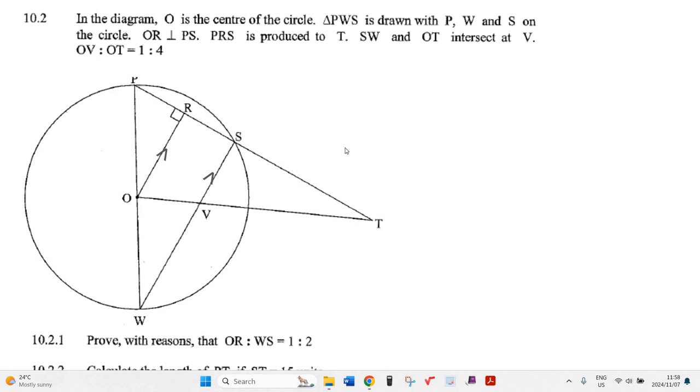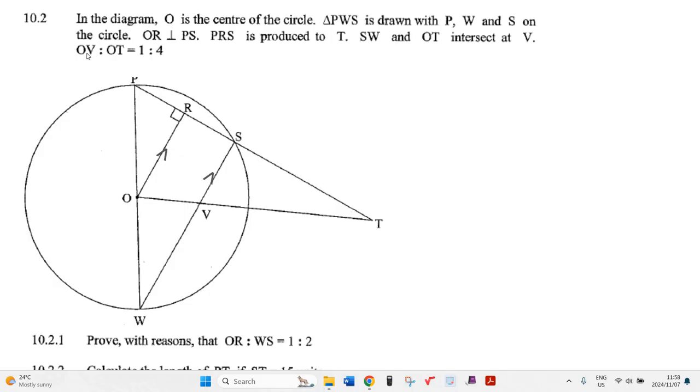Let's try this next geometry problem. They tell us that O is the center here. They tell us that P, W, S are drawn on the circle. And they tell us OR is perpendicular to PS. They tell us that that's 90 degrees.